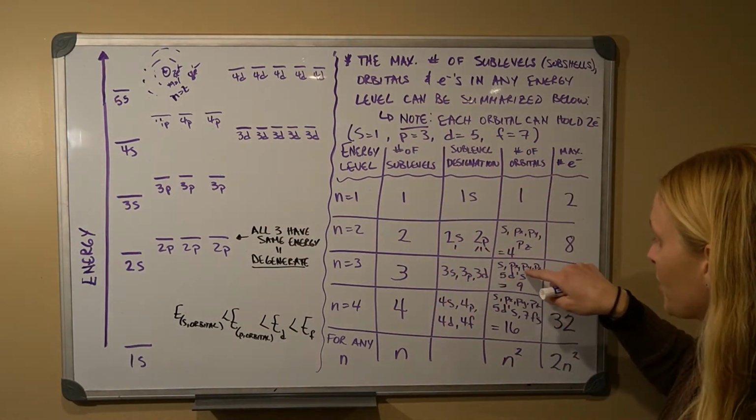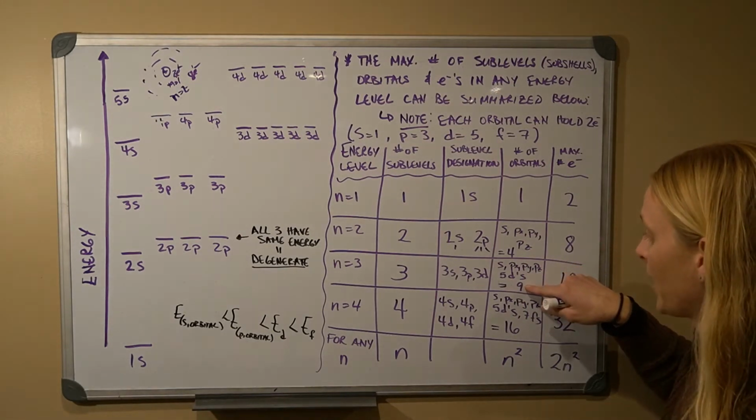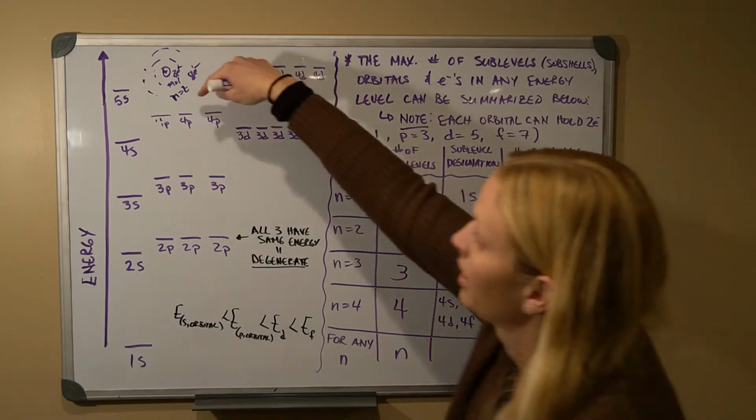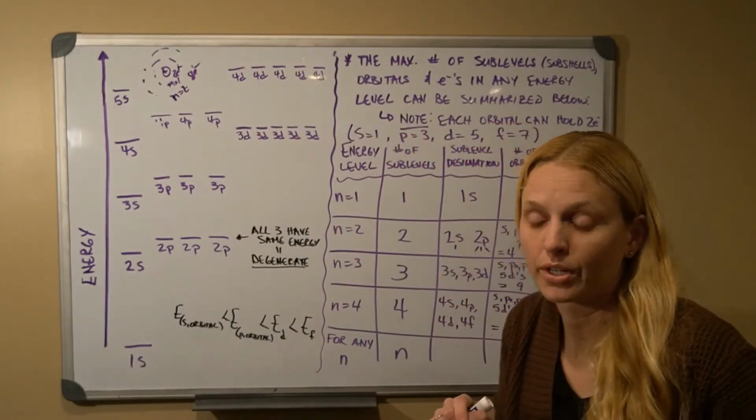So 5 plus 3 plus 1 is 9 total orbitals present in the third energy level. 9 times 2, we can have 18 electrons. So for n equals 3, you can have 18 electrons in that third energy level.